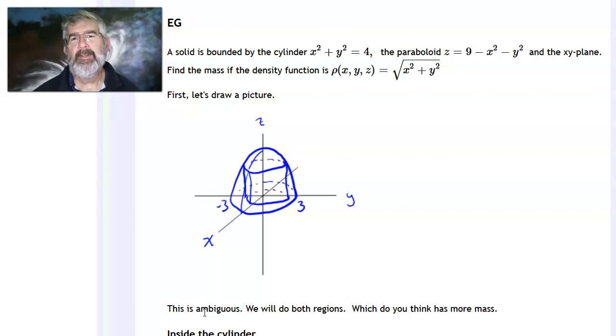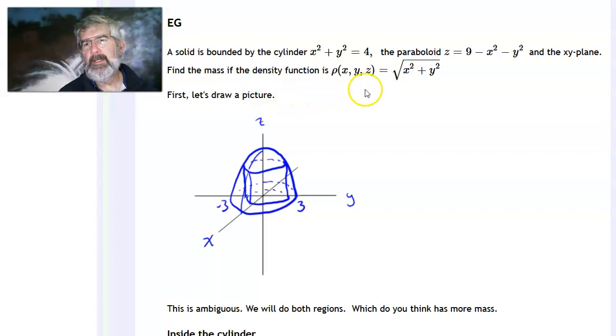There's a solid bounded by the cylinder x squared plus y squared equals 4, and the paraboloid z equals 9 minus x squared minus y squared, and the xy plane. Okay, find the mass if the density function is this, essentially the distance away from the z-axis. The further you are away, the more dense it is, and along the z-axis it seems that it's density 0.